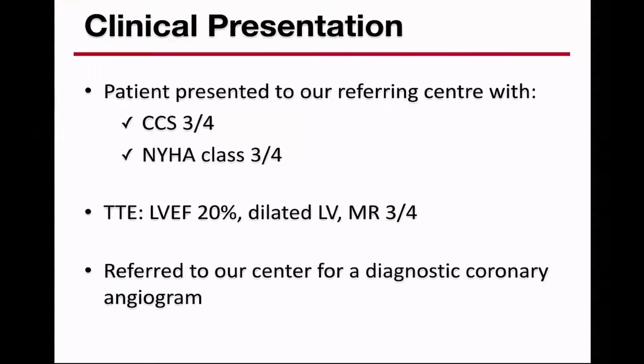So he presented to one of our referring hospitals, in the outlying areas of Montreal, with exertional angina as well as shortness of breath, CCS class 3 out of 4, and NYHA class 3 out of 4 as well. In his workup, a transthoracic echo was performed. LVEF was estimated around 20%, with a dilated LV as well as moderate to severe MR. So he was ultimately referred to our center for a diagnostic coronary angiogram, which I'm going to show you right now.